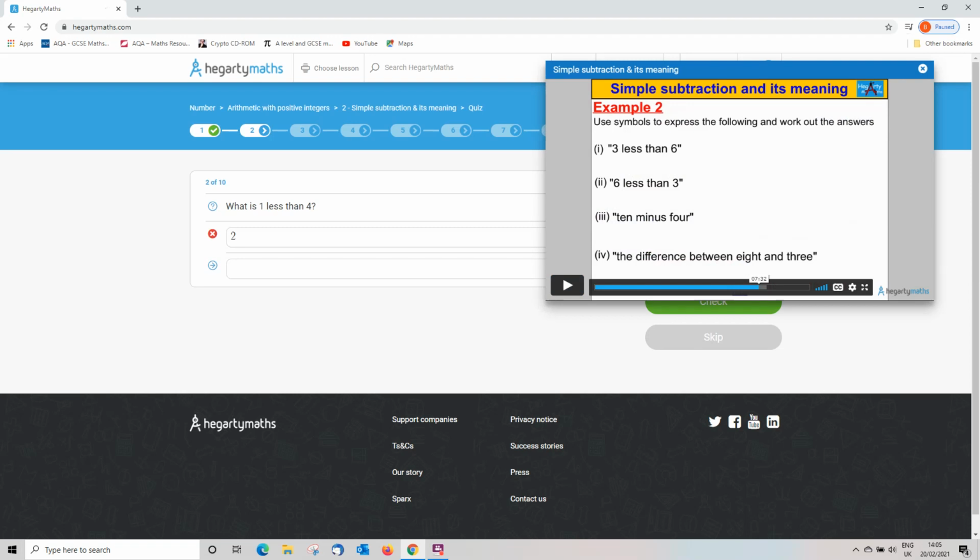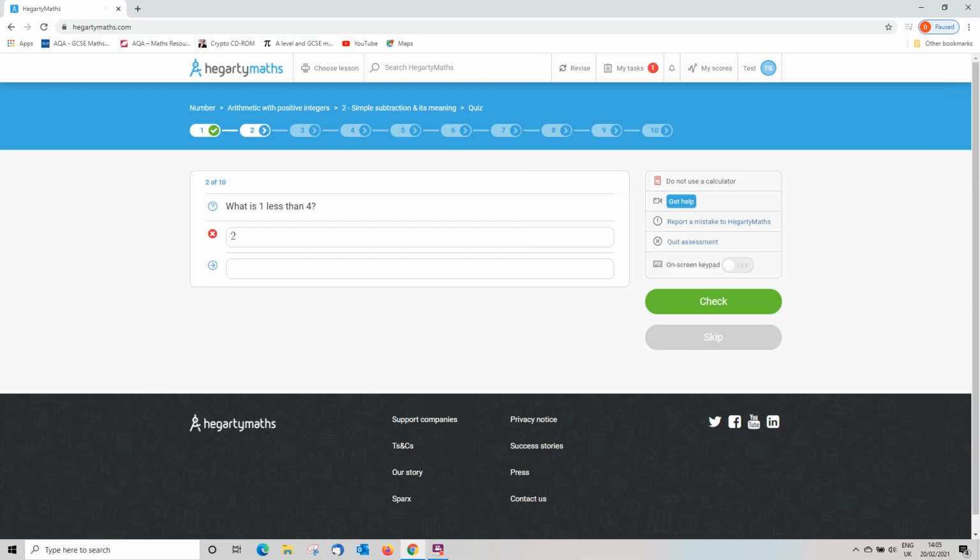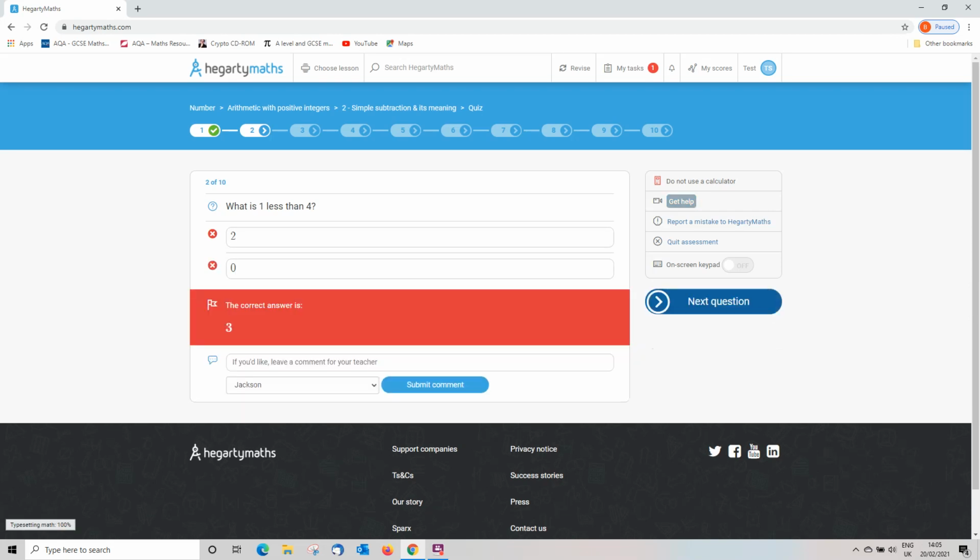Right, we'll get it wrong again now. And we'll see this option here. When you get it wrong again, it asks you to leave a comment for your teacher if you'd like. You put your comment in there and submit it, and that will send the question through with your comment to the member of staff when they're logged in. They can see the question and your comment, which is quite helpful.